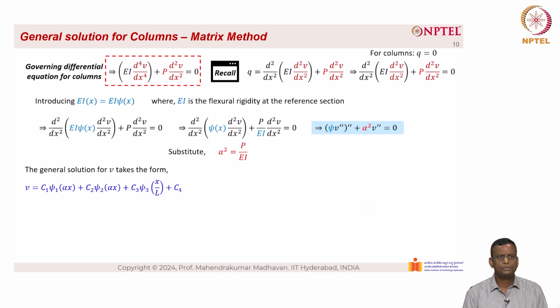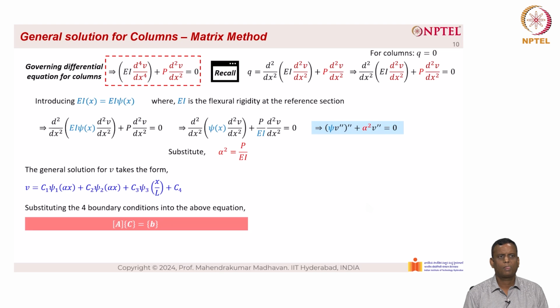So the general solution for v, the lateral displacement, takes the form v equal to c1 into psi 1 of alpha x plus c2 into psi 2 of alpha x plus c3 into psi 3 of x by L plus c4. So there are 4 constants for which we need 4 boundary conditions to solve the above equation.